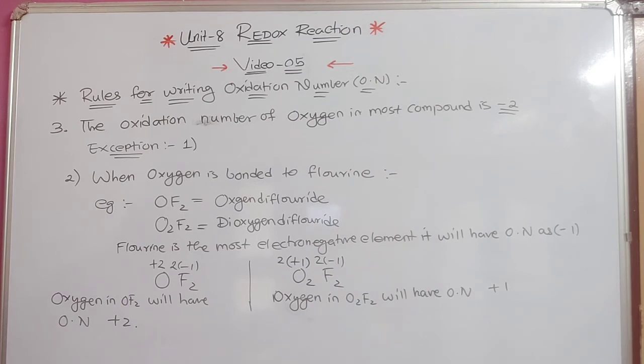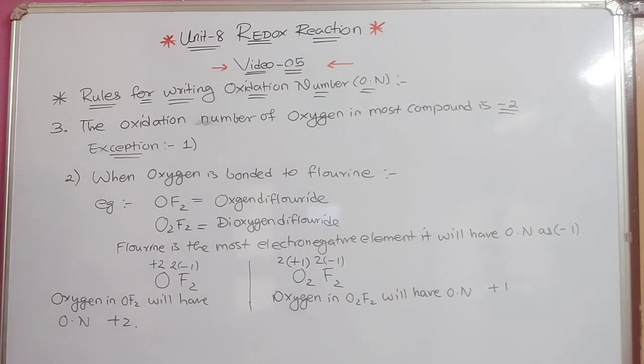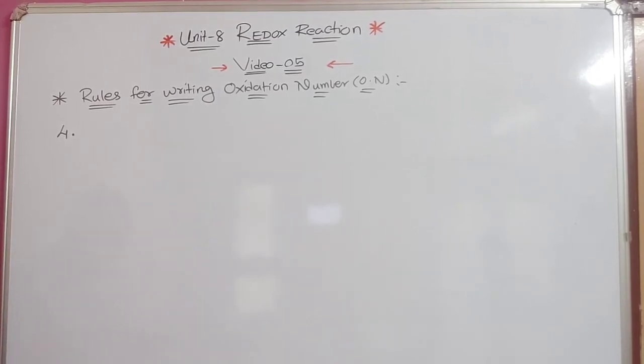One more exception is there for oxygen. Okay. Now these are the 2 exceptions for oxygen that we have seen till now. In the next part we will be seeing the hydrogen oxidation number, but there are certain exceptions there as well. So these 2 exceptions you can write down in your fair book. This will come in rule number 3. Okay. Next.